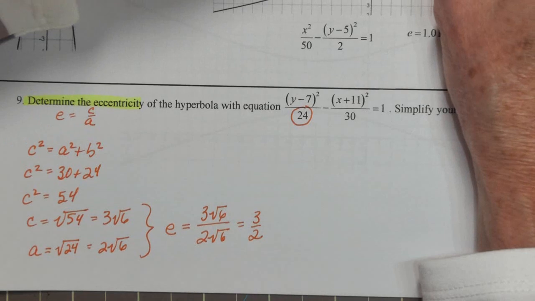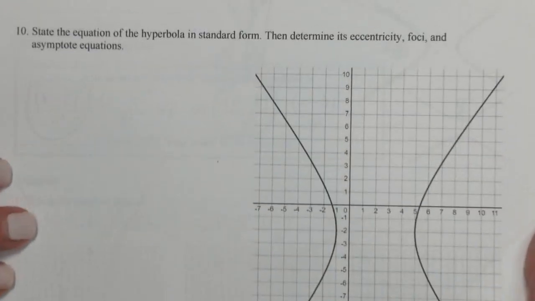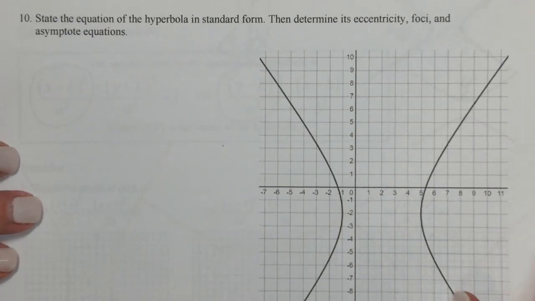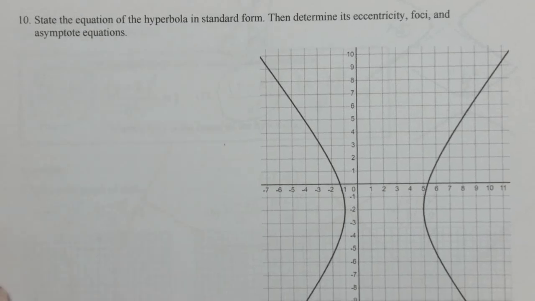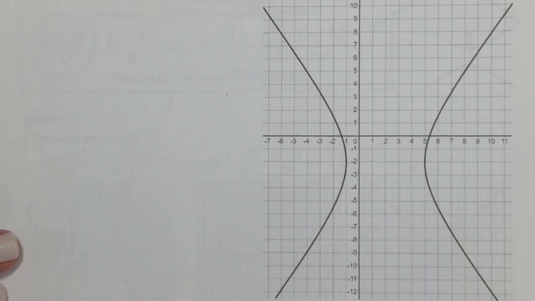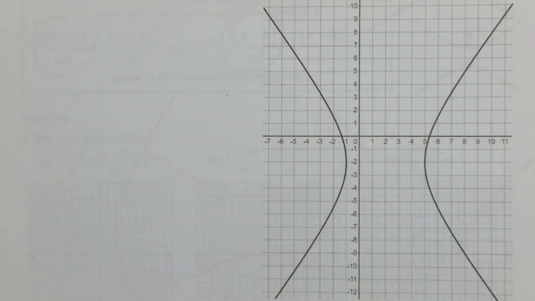Alrighty, let's do something else with hyperbolas. What if I gave you the graph of a hyperbola and I asked you to find the equation, eccentricity, foci, and asymptote equations? It's a little bit harder, and we have to go with a couple of assumptions here. My assumption is that my box is going to lie right on a whole number or integer point.